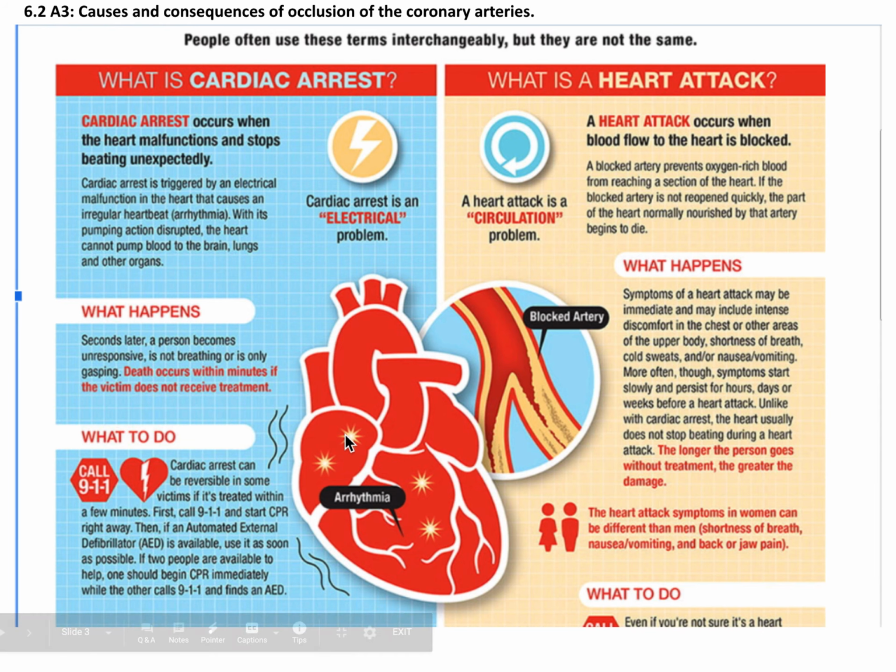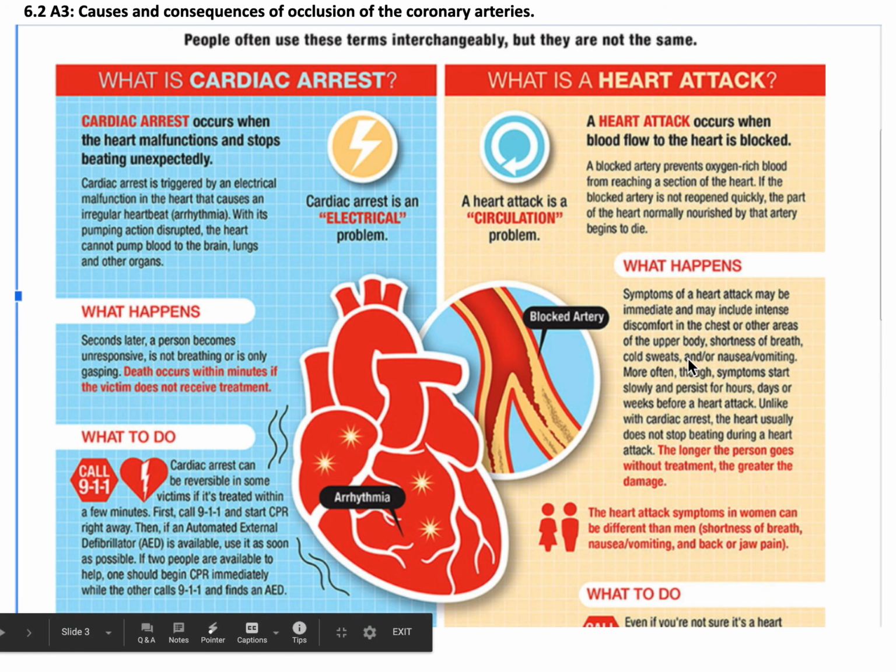So the electrical impulses are not occurring within the heart. What could happen after this is seconds later a person can become unresponsive and not breathing or maybe gasping. And death can occur within a few minutes if the victim does not receive treatment. Usually the treatment would be CPR, but even better is if there is an automated external defibrillator there that can start those electrical pulses back again.